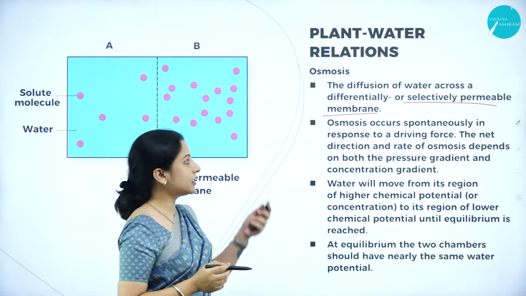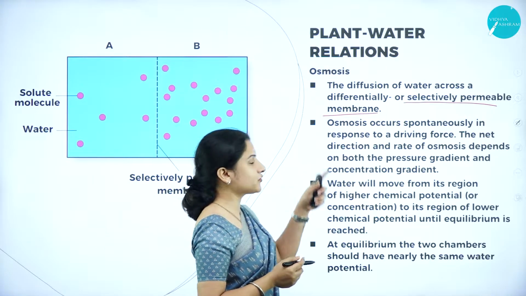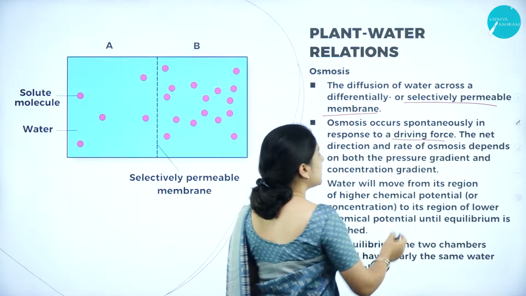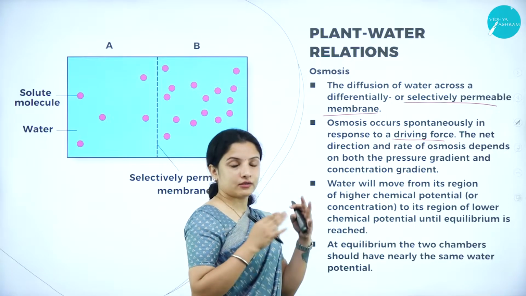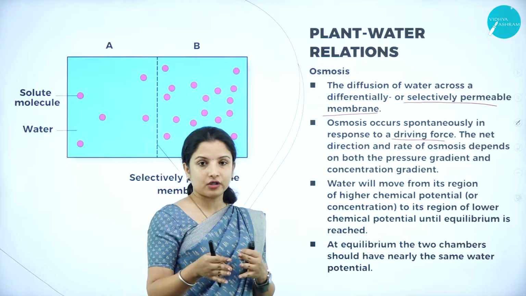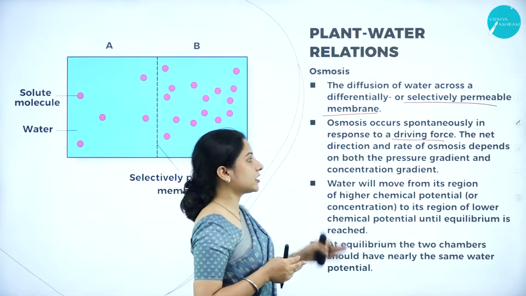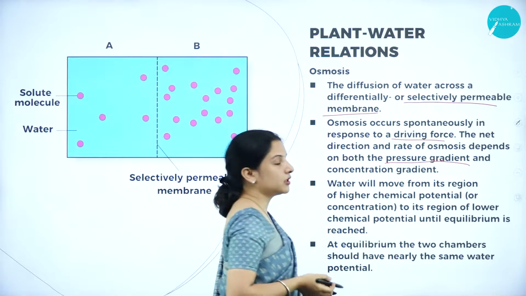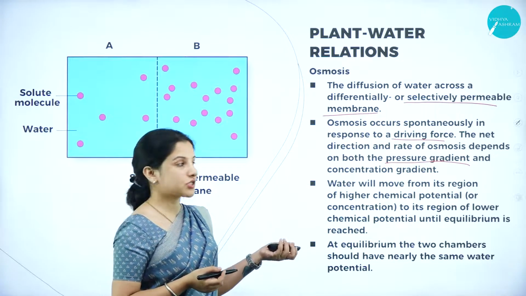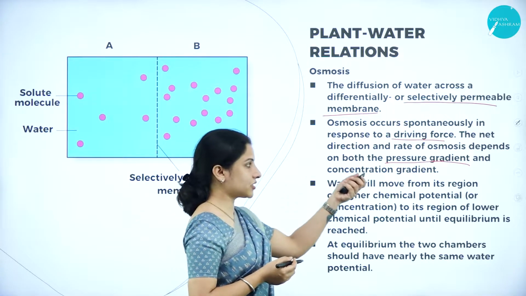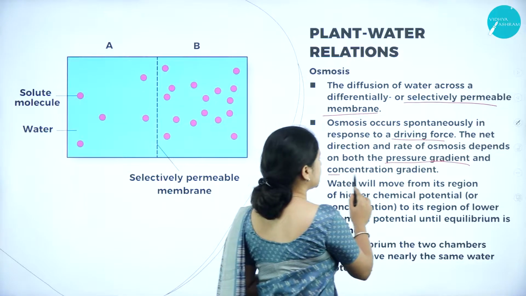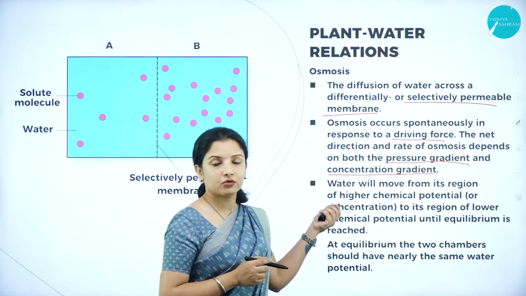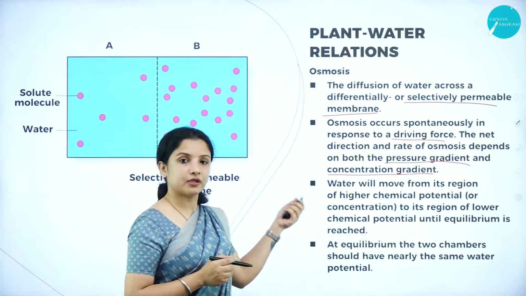So osmosis occurs spontaneously in response to a driving force. There is a force or a pressure involved, and the direction of osmosis, meaning the movement of water, and the rate of osmosis depend on the pressure gradient. We studied the pressure potential and all that in the previous session. Not just the pressure potential, but also the concentration gradient, that is, the solute potential. All these also play a major role in the osmotic potential of a particular cell.